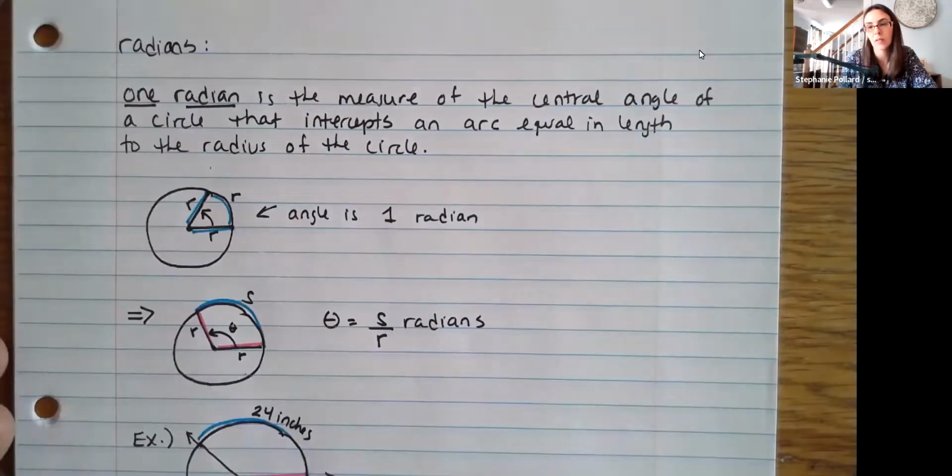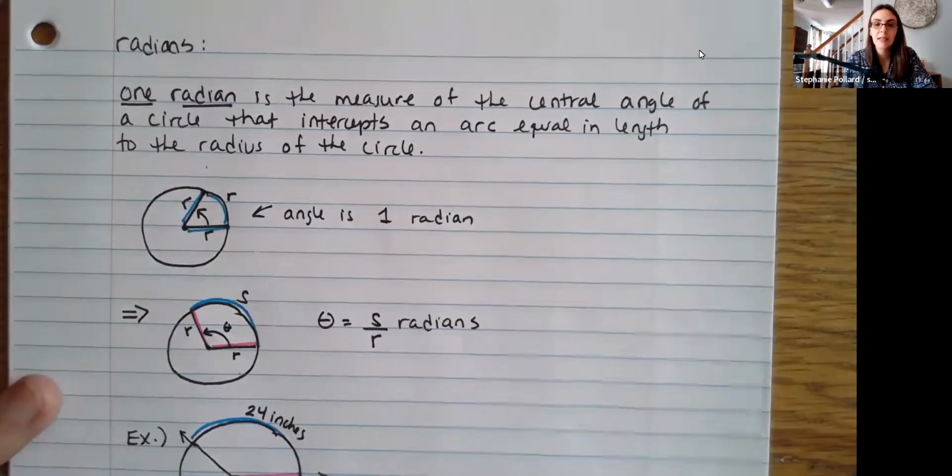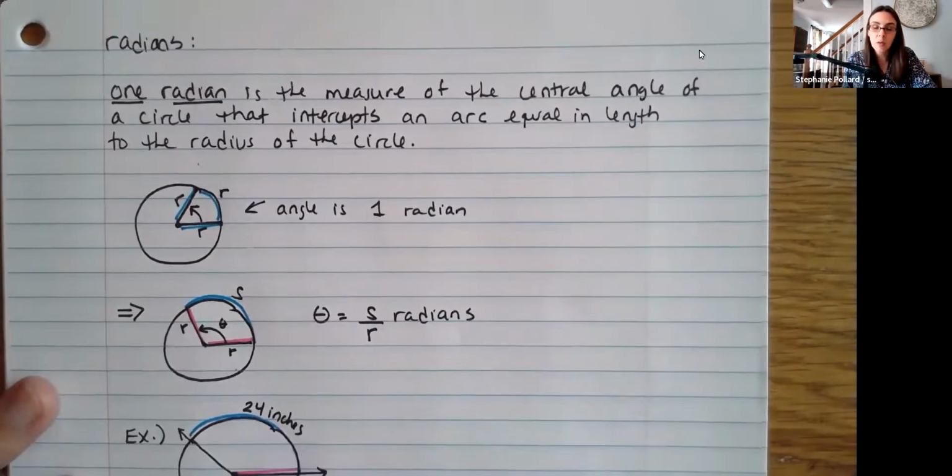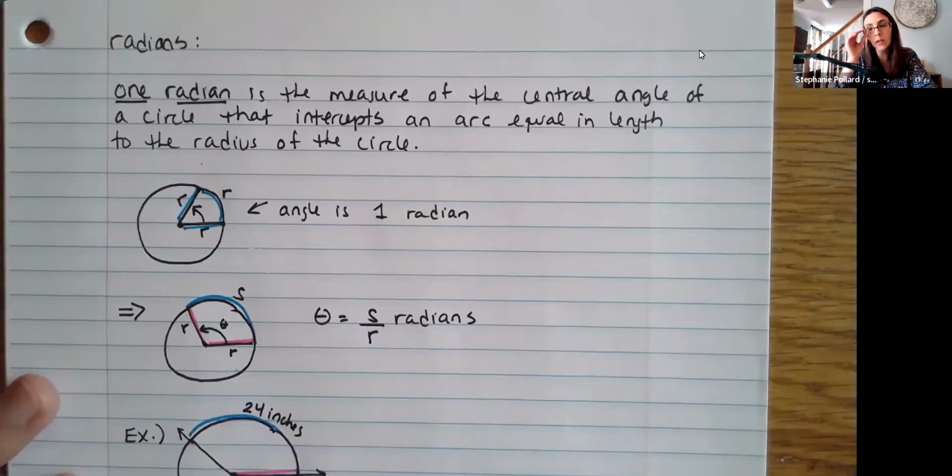Next, let's look at the other unit of measure, and this is radians. Typically in upper level mathematics courses, we tend to use radians much more than we do degrees. So it is really important that you understand radians and you're able to work with them as seamlessly as you are with degrees. Now, the definition of a radian is as follows.